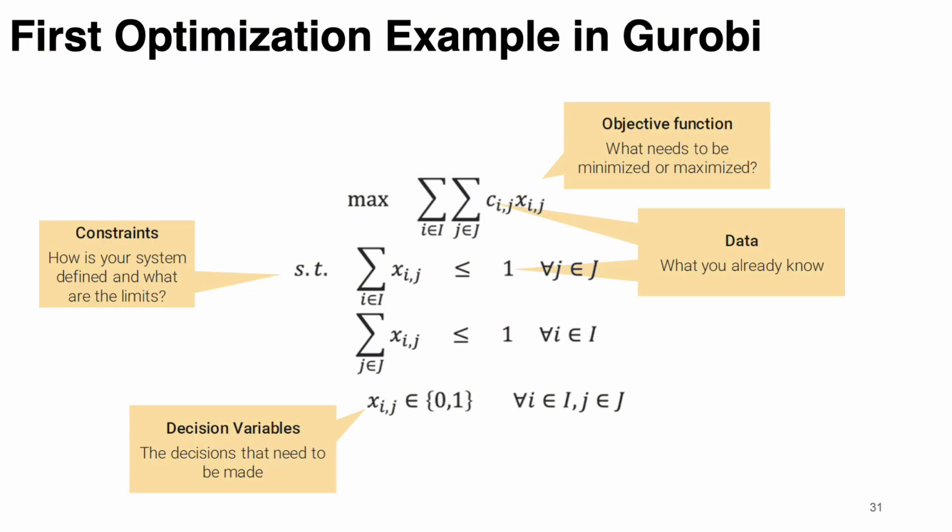Let's now look at a typical formulation for an optimization problem using Gurobi. In this mathematical formulation, we start with an objective function, which is subject to either minimization or maximization depending on the nature of our problem.